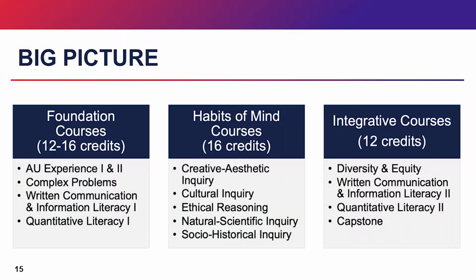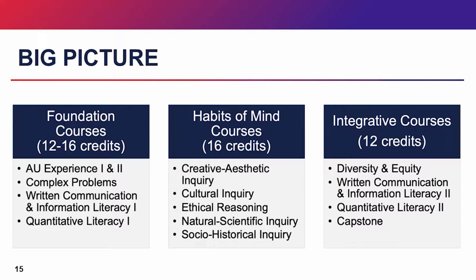After your first year at AU, you will continue to take courses in your major and minor and the AU core. And in your second through fourth years, you'll really focus on what we call the Habits of Mind courses. And these are pockets of courses that focus on questions of how we think and the connections between disciplines. Over the course of your time at AU, you'll take one course in each of the following 5 areas. One in socio-historical inquiry, one in cultural inquiry, one in ethical reasoning, one in natural scientific inquiry, and one in creative aesthetic inquiry.